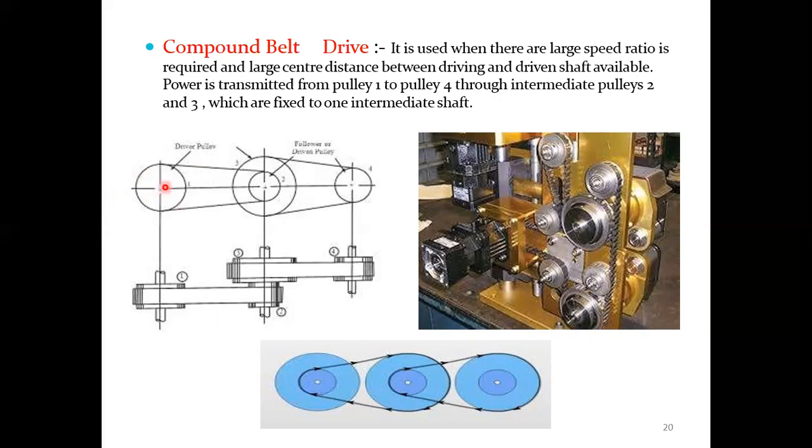So this is one, this is four, and two and three are connected on the common shaft. These are the compound belt drive concepts. One and two are connected with a particular belt, and three and four are connected with another belt. Depending on the application, we can use this where a large speed ratio is required.